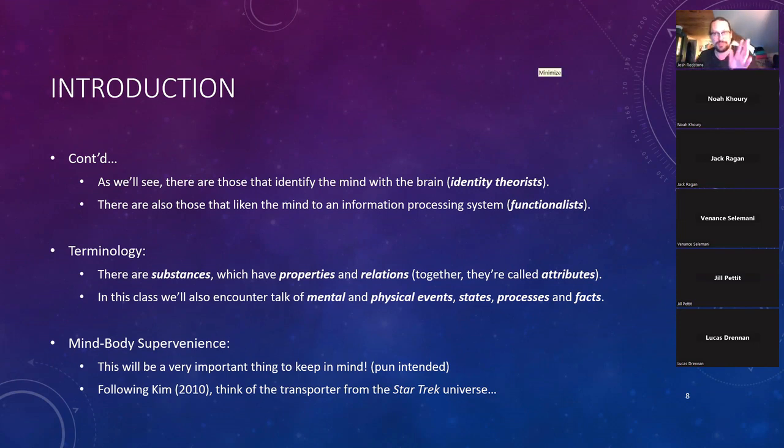We have a whole couple of chapters on this, so don't worry. We will revisit this. We're also going to talk about mental events and physical events to a great extent in this course. We'll talk about mental states and mental processes, and when possible, we'll talk about facts about the mental. So, one important idea is mind-body supervenience. It's very important to keep mind-body supervenience in mind.